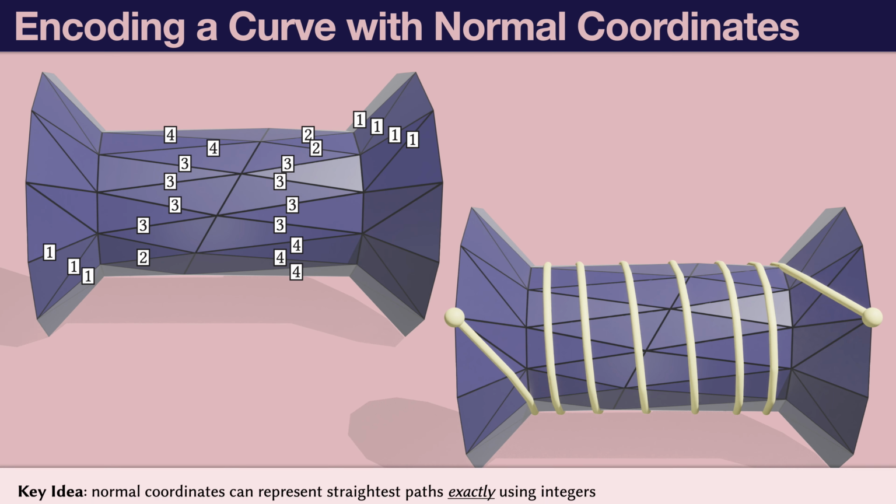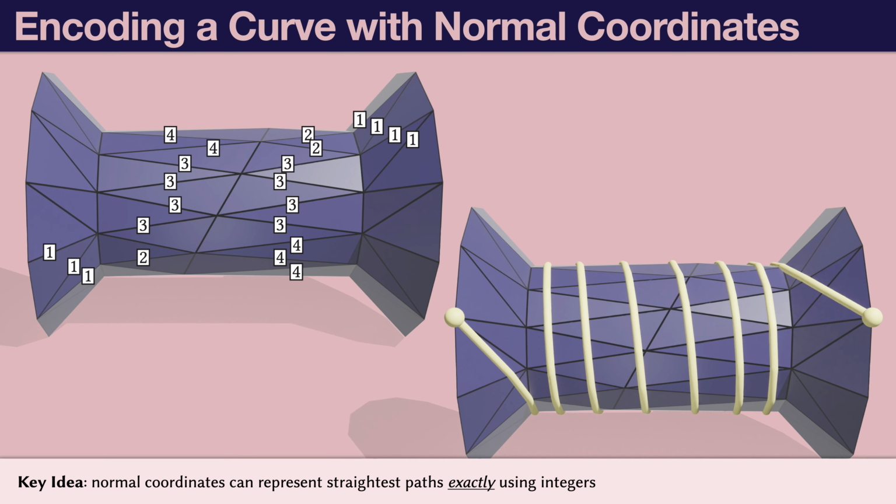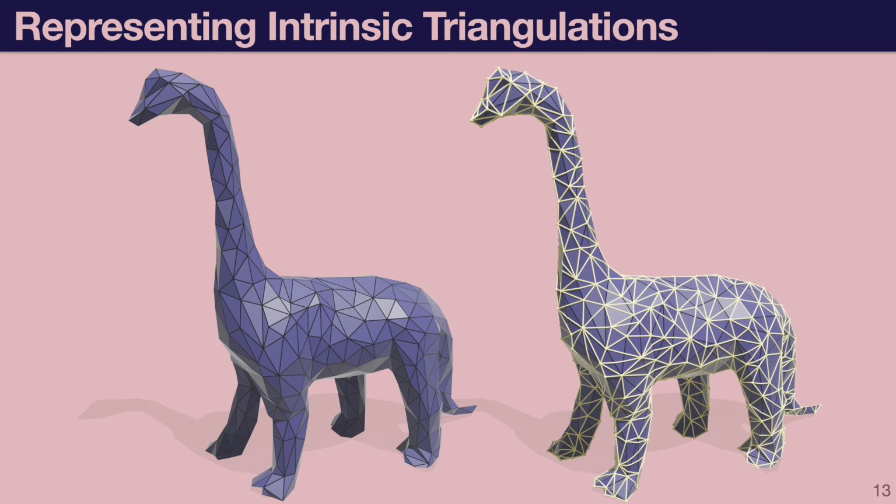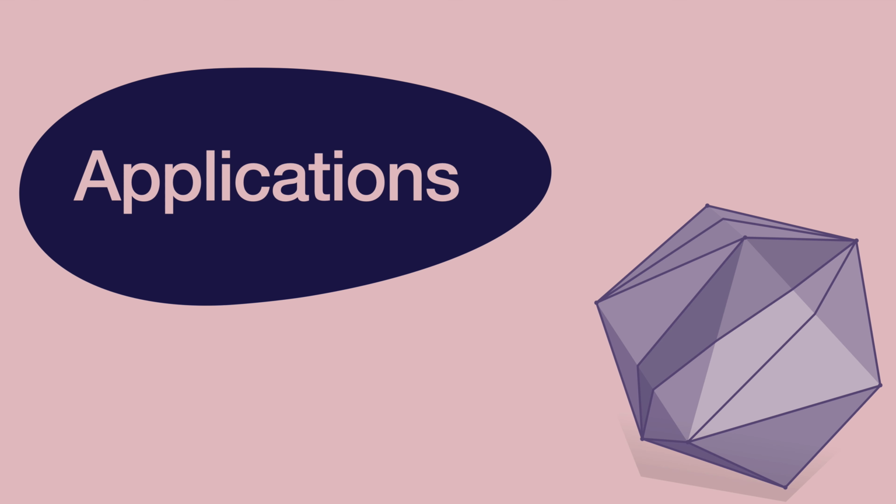The key takeaway here is that you can encode a straightest path exactly using only integers. And it even works for collections of curves. Taking this to an extreme, we can store an entire intrinsic triangulation via normal coordinates using just one integer per edge. Now let's discuss some applications.